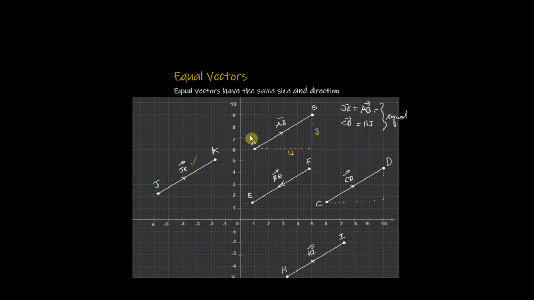So let's just identify the equal vectors. So this vector is equal to this one, and to this one. However, the vector FE is going in the opposite direction, so this one is not equal. So we could write FE is not equal to AB. So an equal vector simply means the same size, same direction.